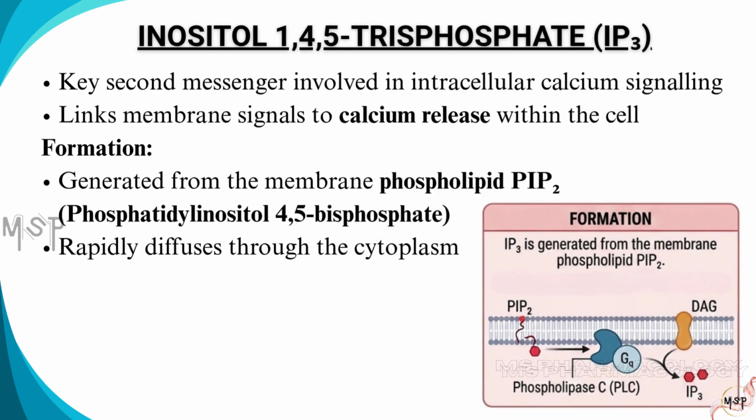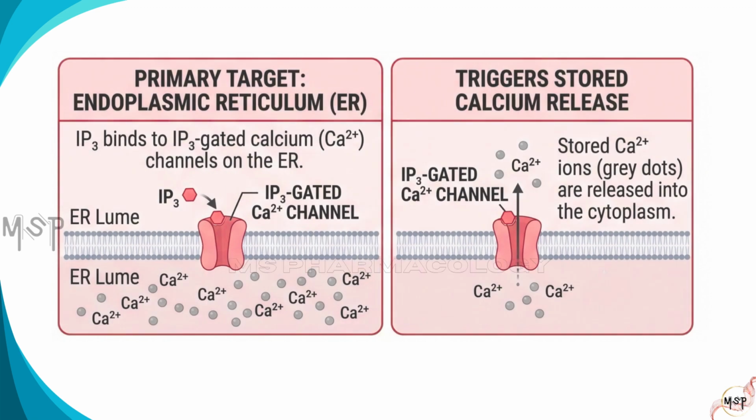The next important second messenger is inositol 1,4,5-trisphosphate, commonly called IP3. It is a key second messenger involved in calcium mobilization within the cell. It links membrane-derived signals to intracellular calcium release. IP3 is generated from the membrane phospholipid, phosphatidylinositol 4,5-bisphosphate, PIP2, and rapidly diffuses through the cytoplasm.